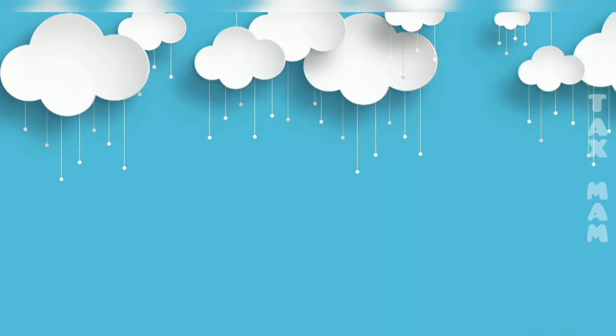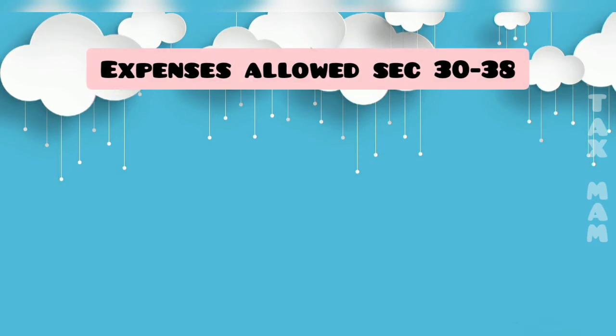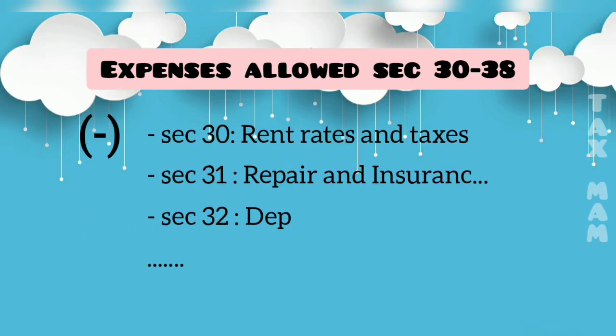Now coming to the next one, expenses which are allowed under business profit, business income. Section 30 talks about rent, rates, taxes, repairs and insurance in case of buildings. Section 31 talks about repairs and insurance of machinery, and section 32 talks about depreciation of fixed assets. How to compute this depreciation I will explain in a separate video. For B.Com, depreciation as per income tax will be given in the additional points. You can directly take this amount and deduct it in the proforma.